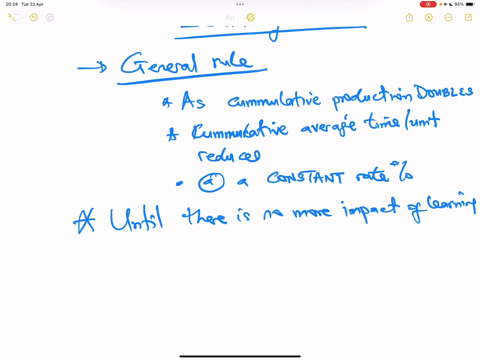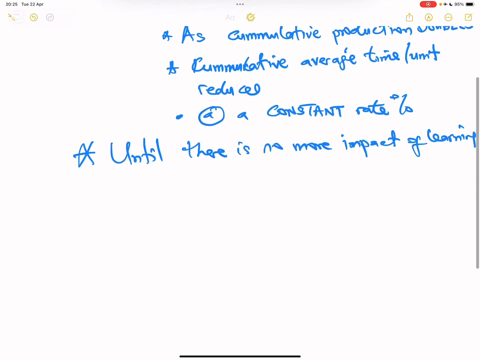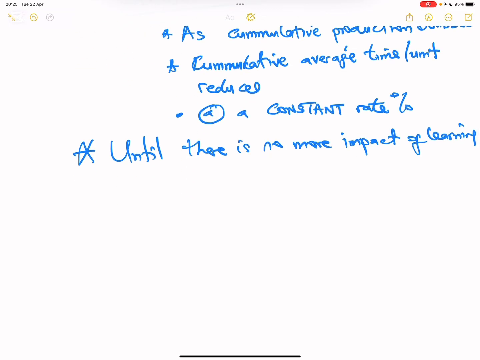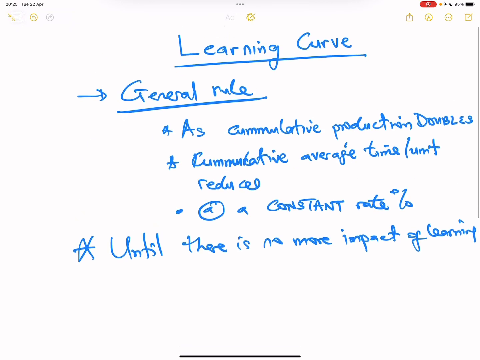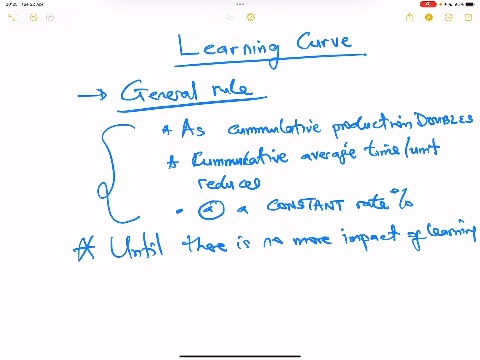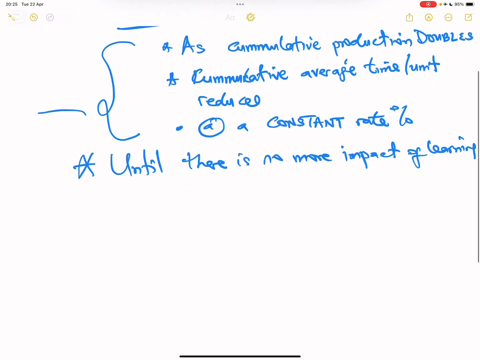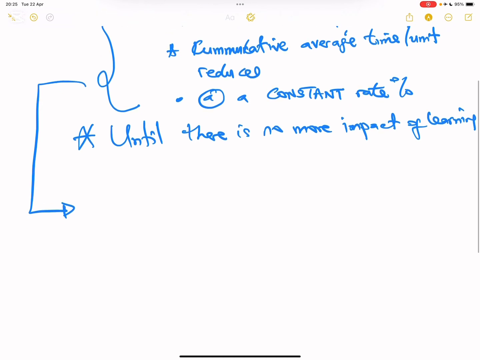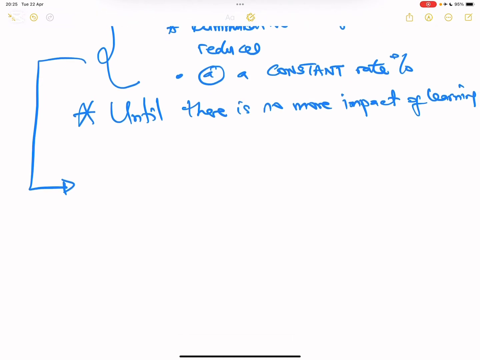Yeah, but the general rule is that as we double our output, then our time consumption, on the average, is expected to reduce at a constant rate. And that constant rate is the learning curve rate. So we're going to be learning a lot of calculations in this particular concept. This general rule, what does it mean? There's a formula for it, but trust me, I want you to have a good understanding before we go into a formula. So I'm going to use an illustration to explain this.